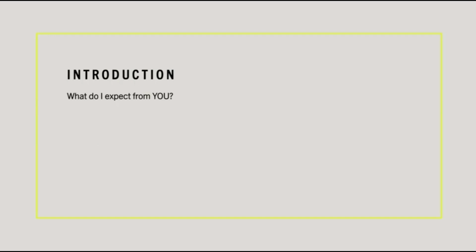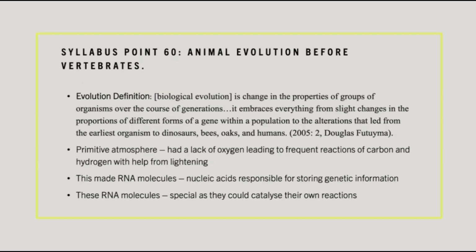Okay, so we're going to start with syllabus point number 60. Syllabus point number 60 is the first syllabus point of evolution, and it ties in very nicely with the first ever syllabus point of the whole syllabus of biology. And the first ever syllabus point of biology is the origin of cells.